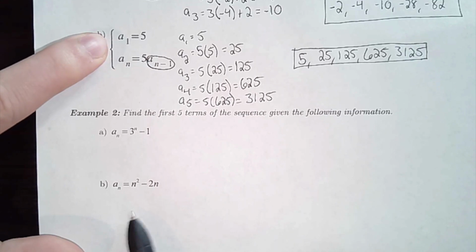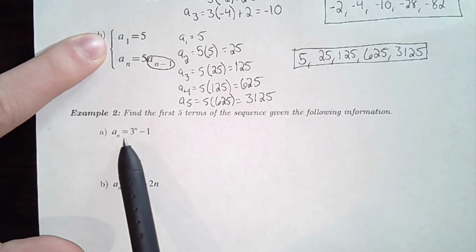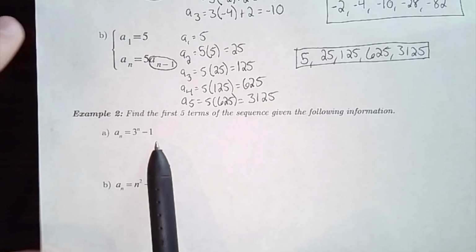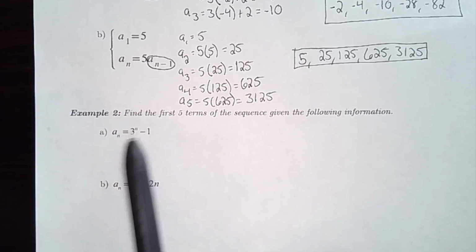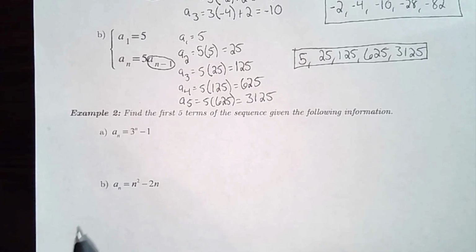All I'm given is this a sub n is equal to 3 to the power of n minus 1. The other thing here is this n is in the exponent. It's not a subscript. So now that is part of the formula. I'm going to have to plug something in there, and that's going to change some numbers around. So let's start to figure this out.